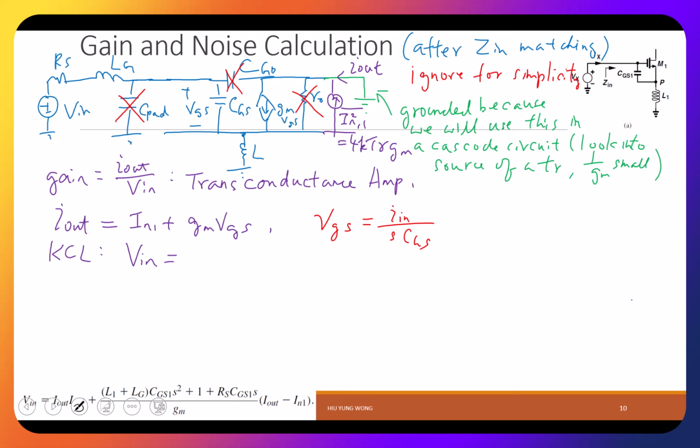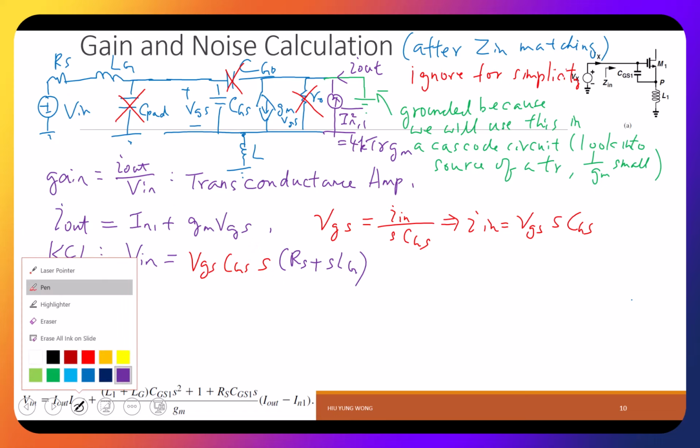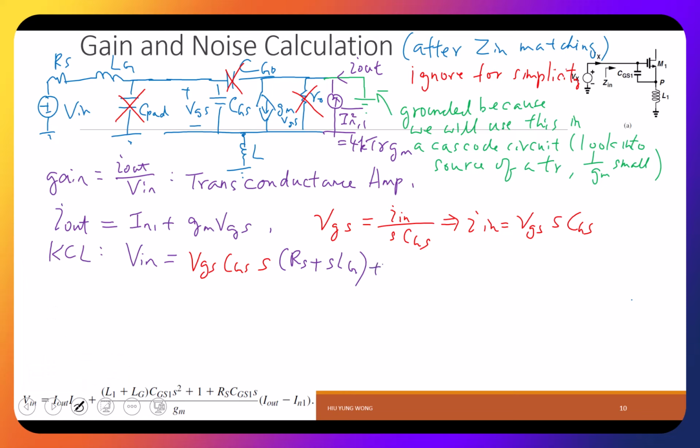But anyway, so what does it mean? What is the current? Then it means I_in equals V_GS times sC_GS, right? So that's why V_GS, C_GS times s, which is the current, times R_S plus sL_G. Give me the potential drop across this guy, because this is the current, right? Current times the impedance. And then plus, I'm going to just put V_GS. Of course, this is V_GS across it.